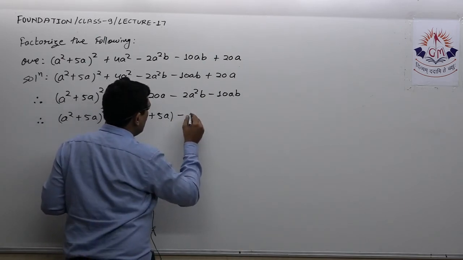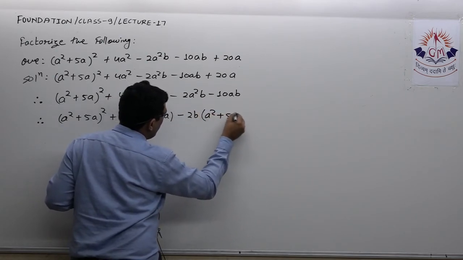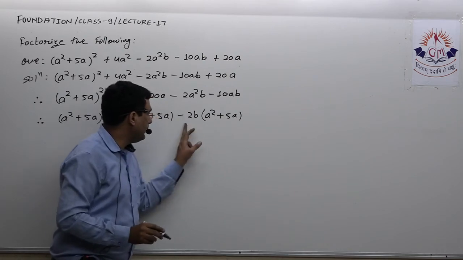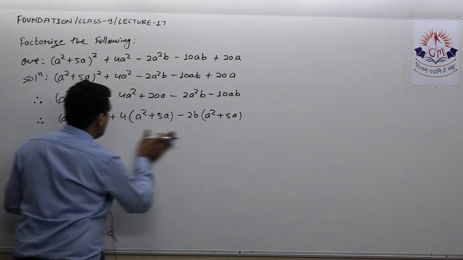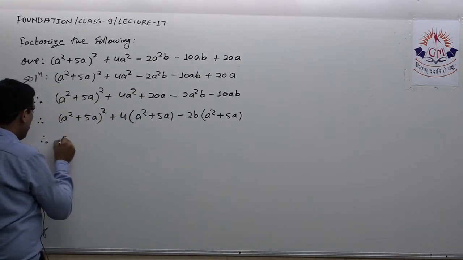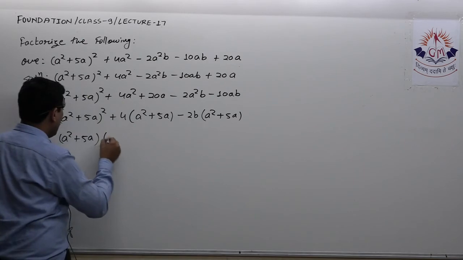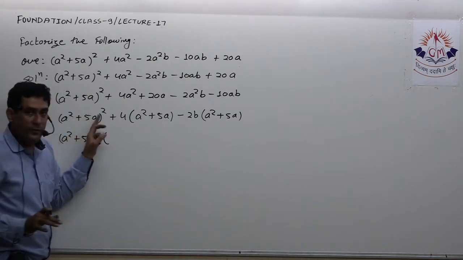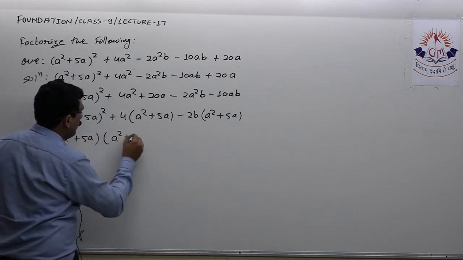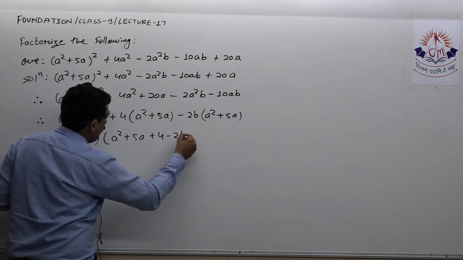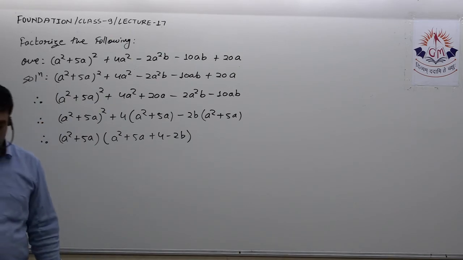So from here I can take minus 2b common, so a square plus 5a. You can check, if you multiply this you will get minus 2a square b, and here minus 10ab. Okay, so it is very clear now that I should take a square plus 5a common from these three terms, first, second and third. So here I have (a square plus 5a) whole square. After taking common a square plus 5a, I will be left with a square plus 5a, here plus 4, or here minus 2b. So these are the factors of this expression. So please note it down.